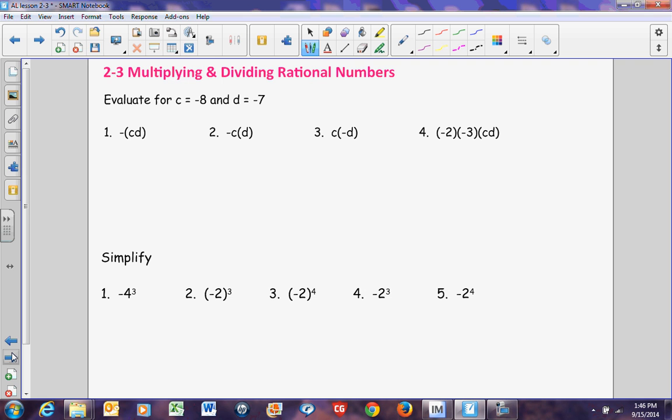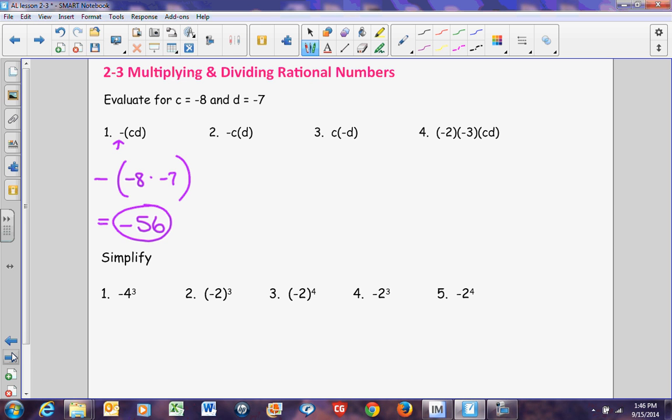So this says the opposite of C times D. So I'm going to have the opposite of C is negative 8, and D is negative 7. Notice how I don't use an X, so I don't get confused with my variable. I have three negative signs, so my answer is going to be negative. 8 times 7 is 56, so it's negative 56.